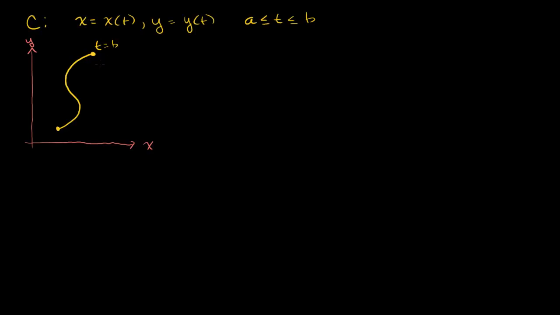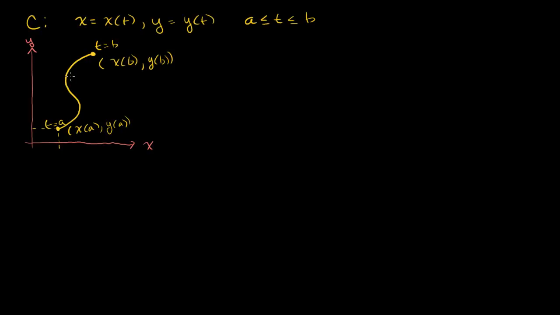This actual point right here will be x of b, that would be the x coordinate, and you evaluate this function at b, and y of b. And this is, of course, when t is equal to a. The actual coordinate in R2 on the Cartesian coordinates will be x of a, which is this right here, and then y of a, which is that right there. And we've seen that before. That's just a standard way of describing a parametric equation or curve using two parametric equations.